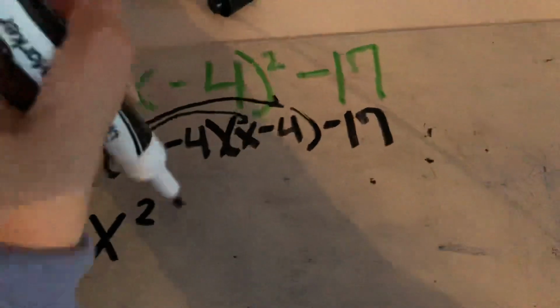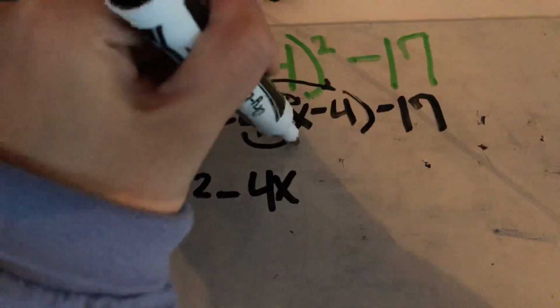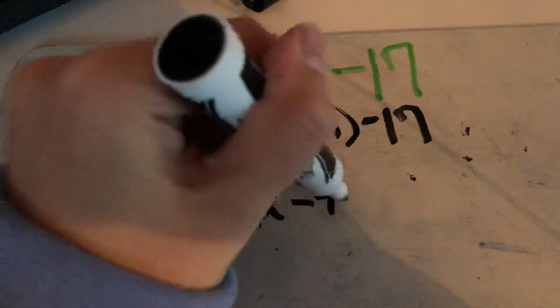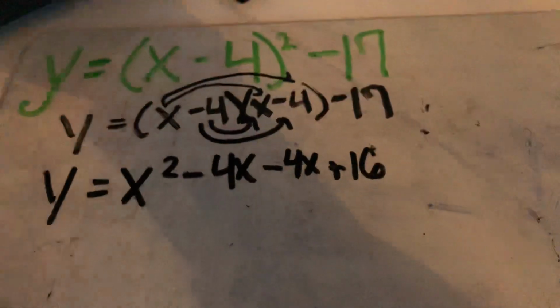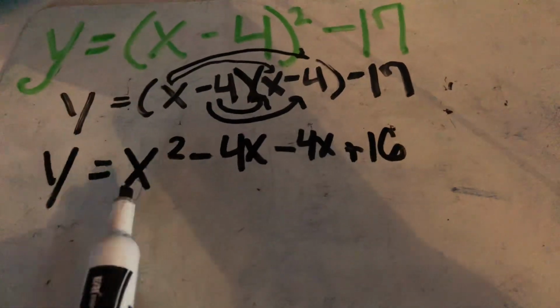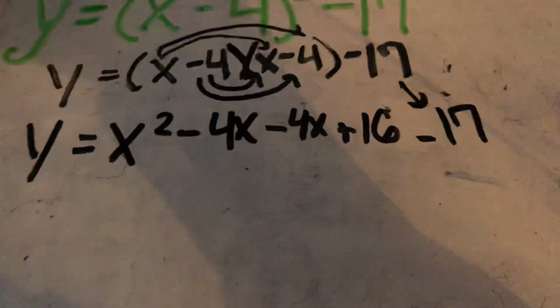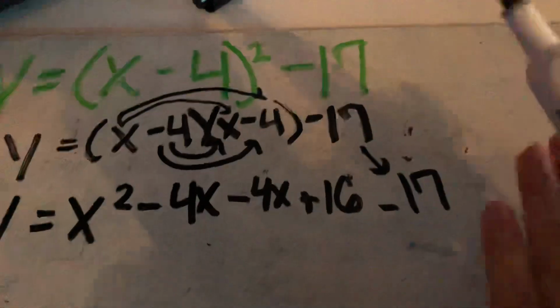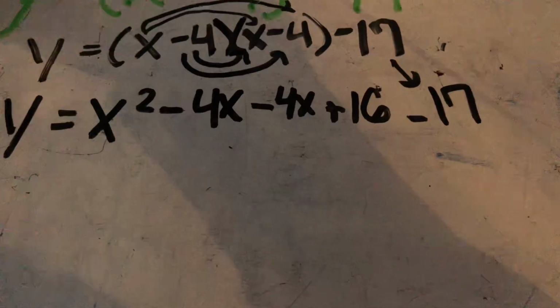X times negative 4 outer is negative 4x. Inner, negative 4 times x is negative 4x. And last, negative 4 times negative 4 is positive 16. So I FOILed that x minus 4 times that x minus 4 to get this. Don't forget now to bring down that negative 17 at the end. So even though I FOILed this, I can't forget that minus 17 because it's part of my equation.